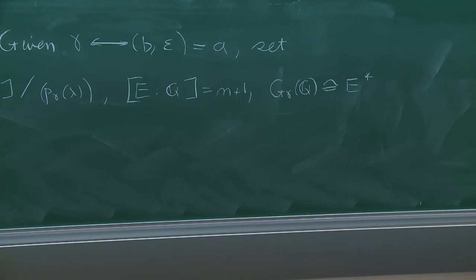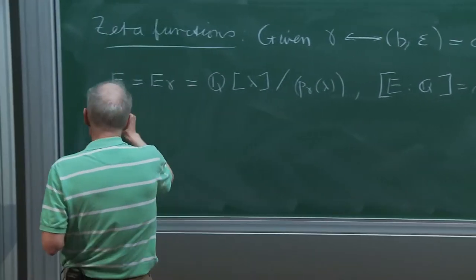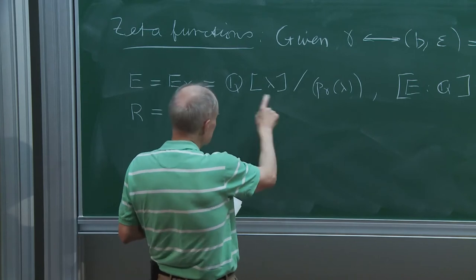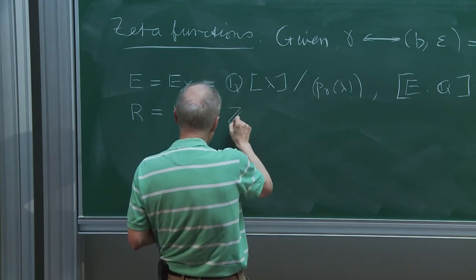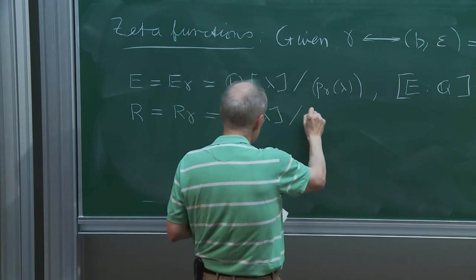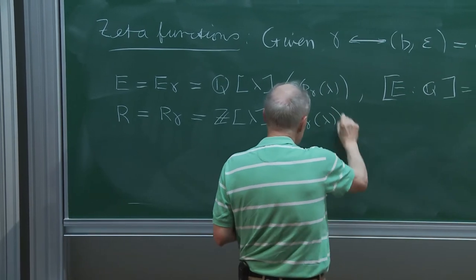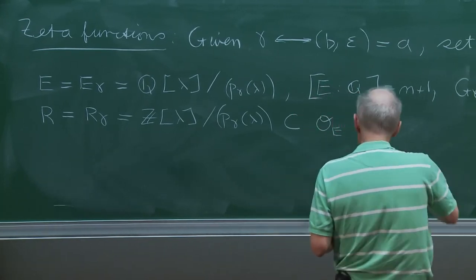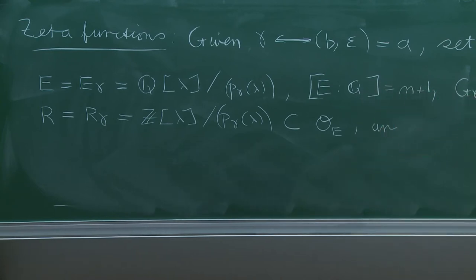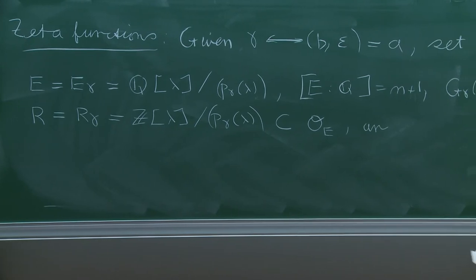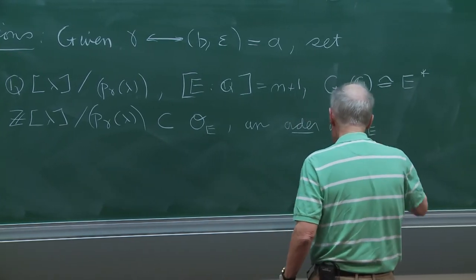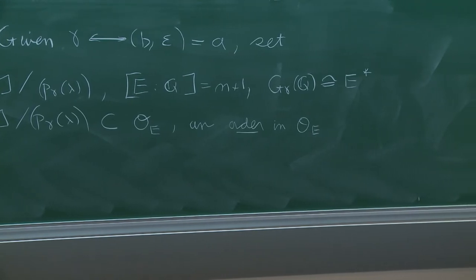But we have something else now. If we're going to be making this kind of philosophical change, we have something else besides E. We have R, which I'm going to write as R of gamma. This is not Q of lambda modulo this, but Z of lambda modulo P gamma of lambda, the ideal generated by this. So this is contained in the ring of integers of E. I didn't know this term before I started thinking about these things, but it's a very basic term: this is called an order in O_E. By Dedekind. Oh, is that Dedekind? I see, so he was onto this.